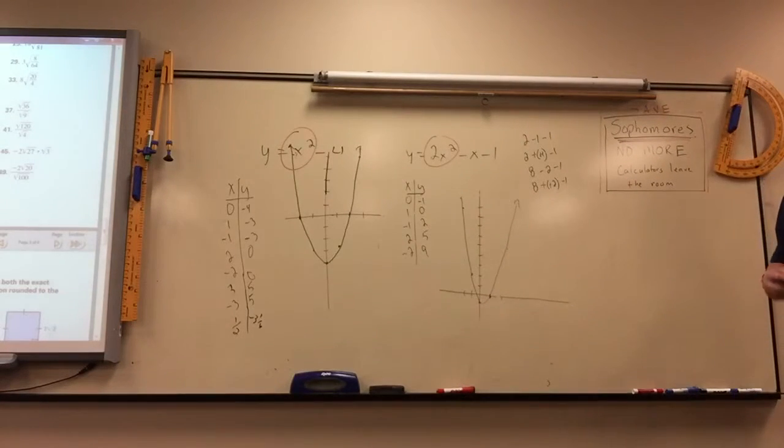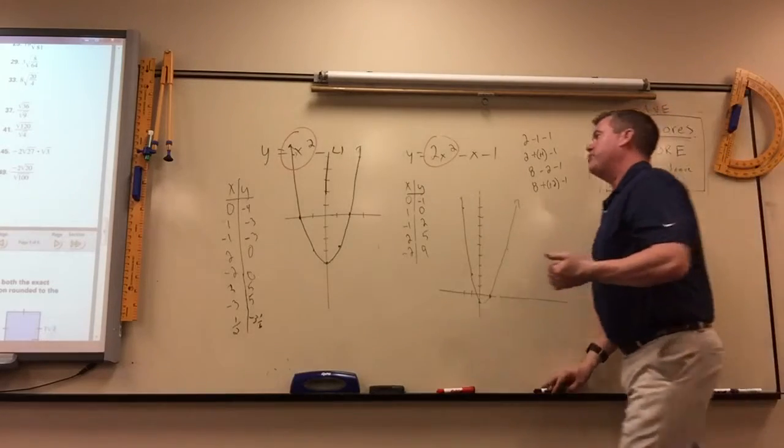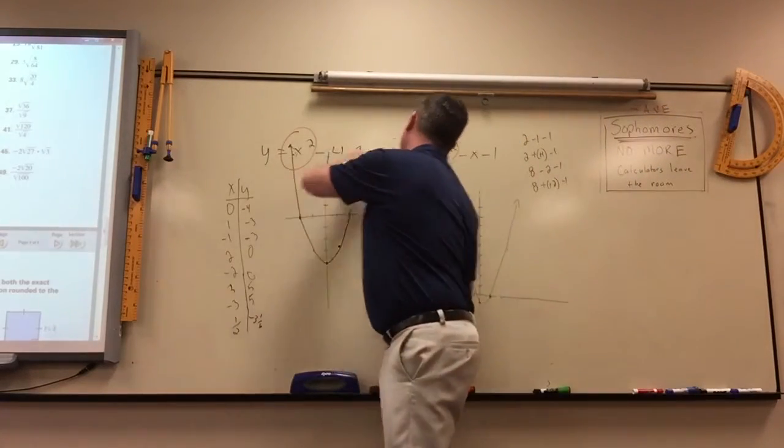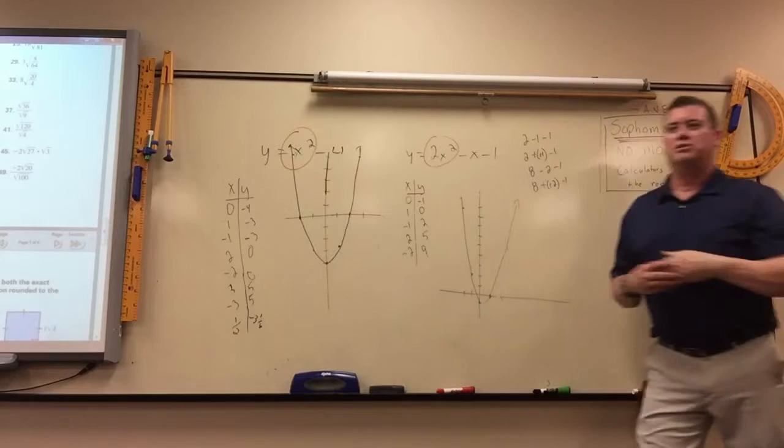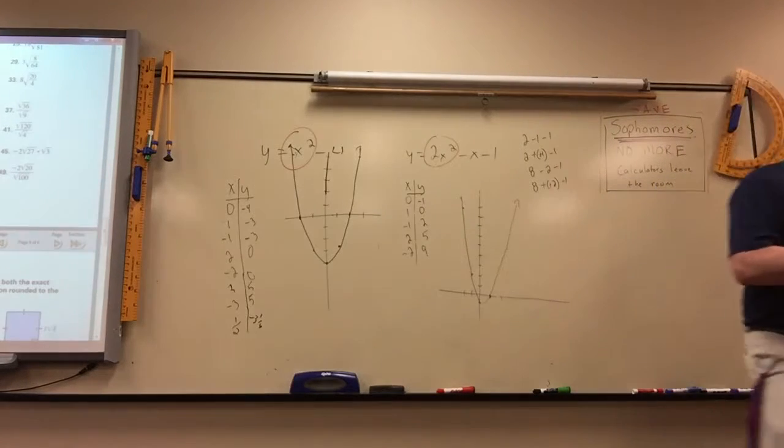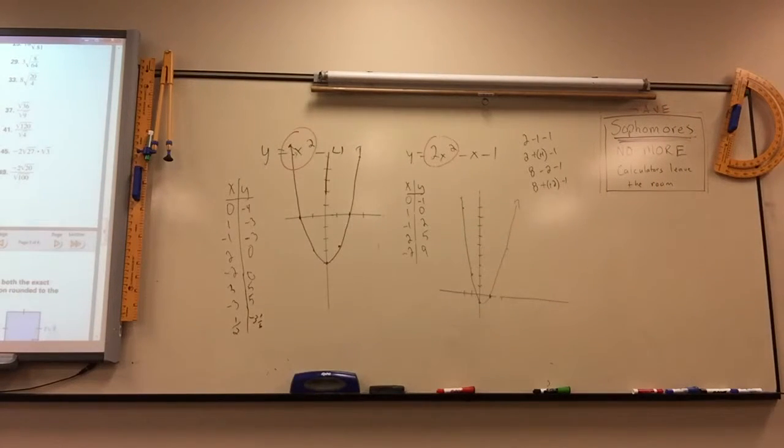Okay? So, like I said, the first part doesn't open up or down, just if the x squared is positive or negative. The second part is, I think they ask you to find the vertex.